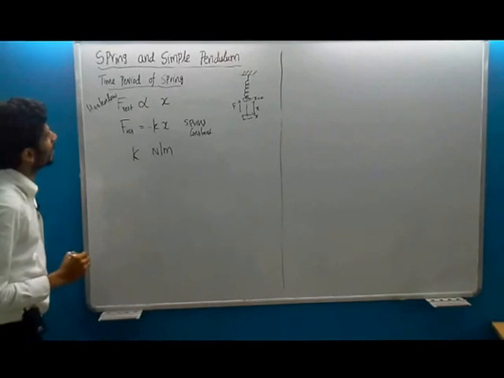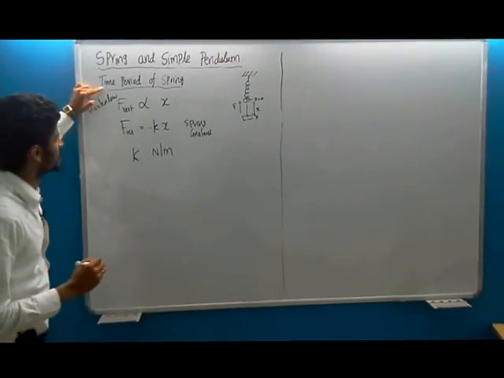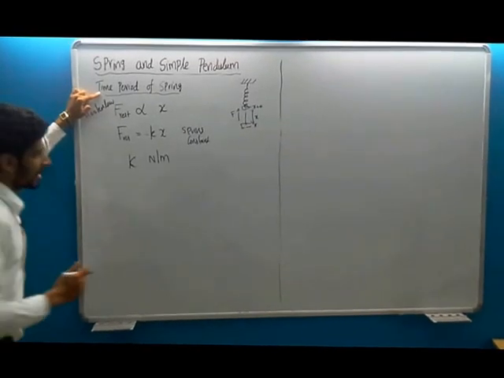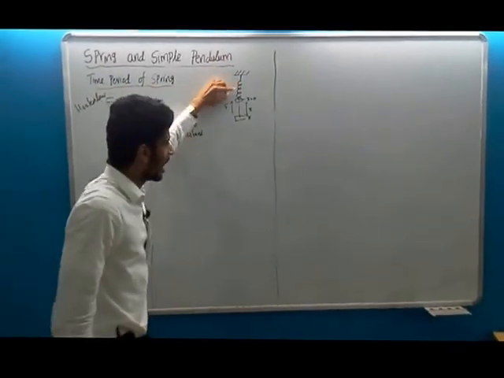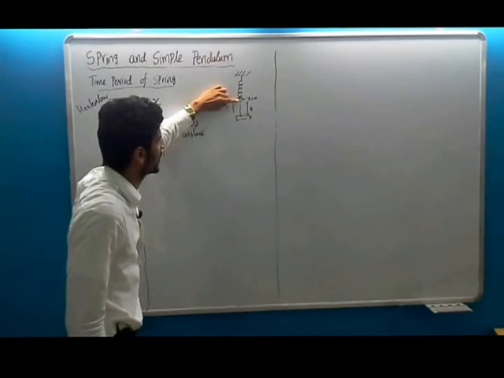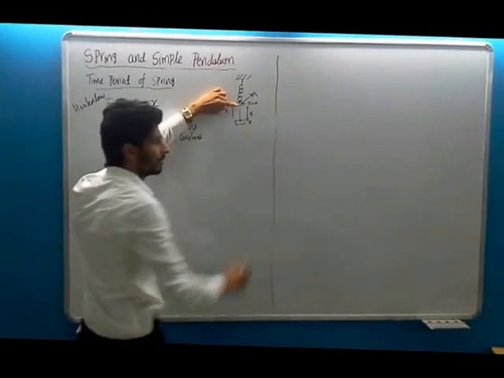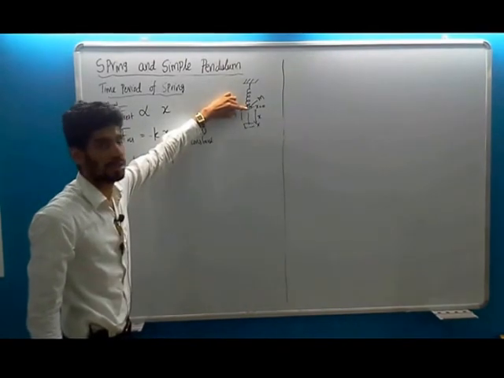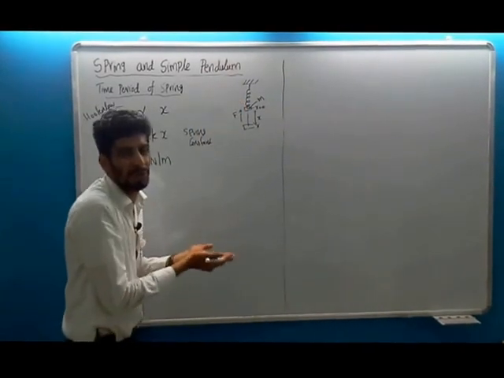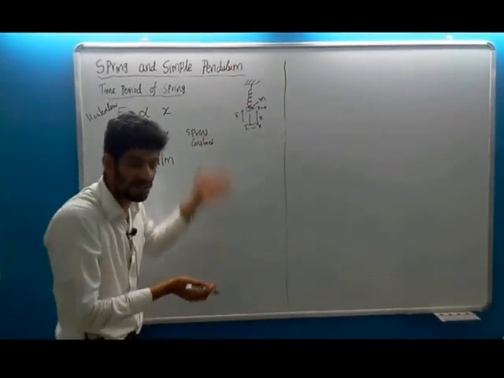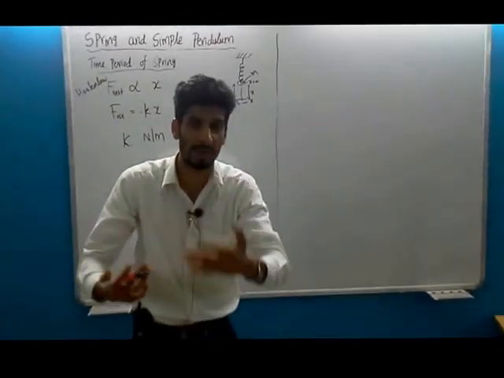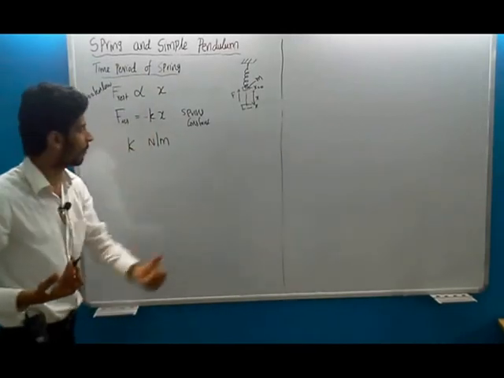Now what I'm going to do is calculate the time period of the spring. So I will have a spring, and I have attached a mass m over here. This mass is at equilibrium position, and I have to give a little push or pull so that I can make it oscillate up and down, and front and back motion. That oscillation is nothing but simple harmonic motion.